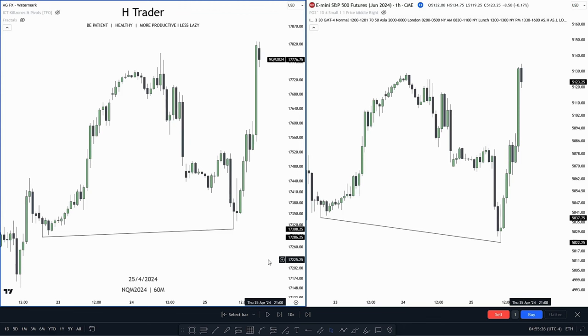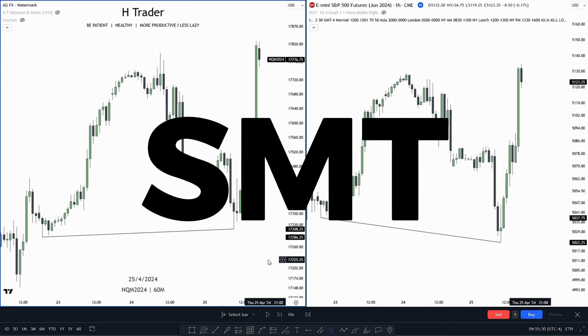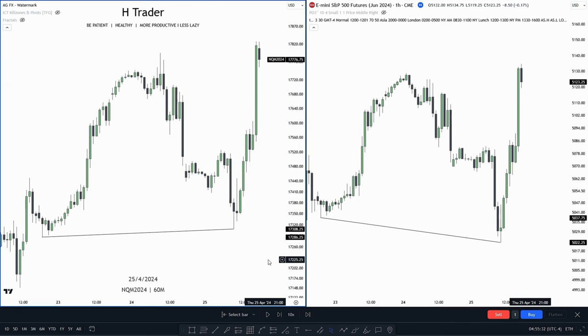Another way we can find a reversal is by using an SMT. An SMT happens between two correlated pairs, and it's basically when price makes a lower low and the other pair makes a higher low.